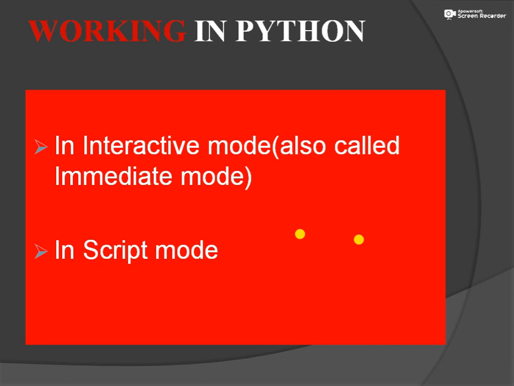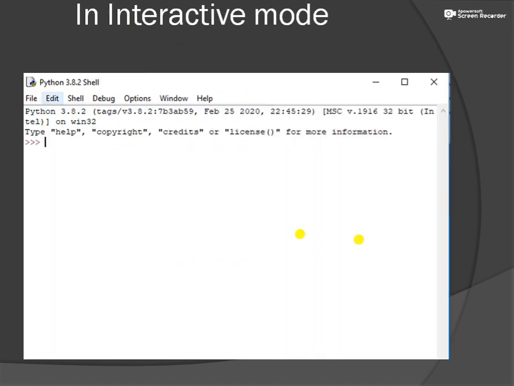Now, next topic is working in Python. Students, there are two ways by which we can work in our Python platform. Our first way is interactive mode. We can work in Python by using an interactive mode. It is also called immediate mode. And second is script mode. So let us see what is interactive mode and what is script mode.